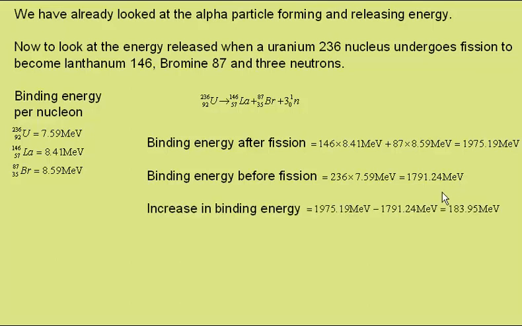So the increase in binding energy is the binding energy we finish with minus the binding energy we started with, an increase of 183.95 MeV. This means that the energy released by this fission of uranium-236 would be 183.95 MeV.